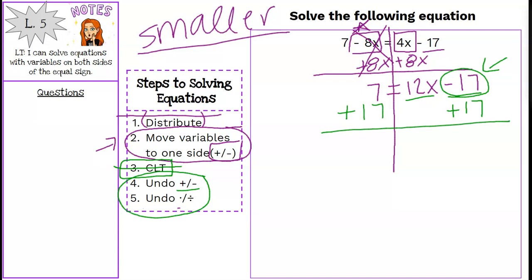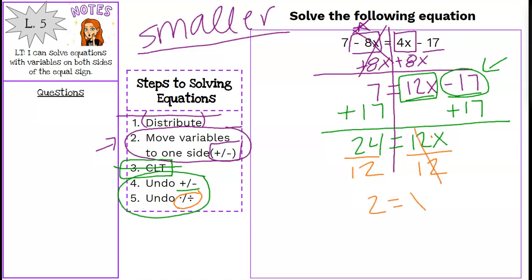7 plus 17 is 24 equals the 12x comes down. Last step, we undo that multiplication with division. Undo times 12 with divided by 12 on both sides. 24 divided by 12 is 2 equals 12 divided by 12 is x. So x equals 2.